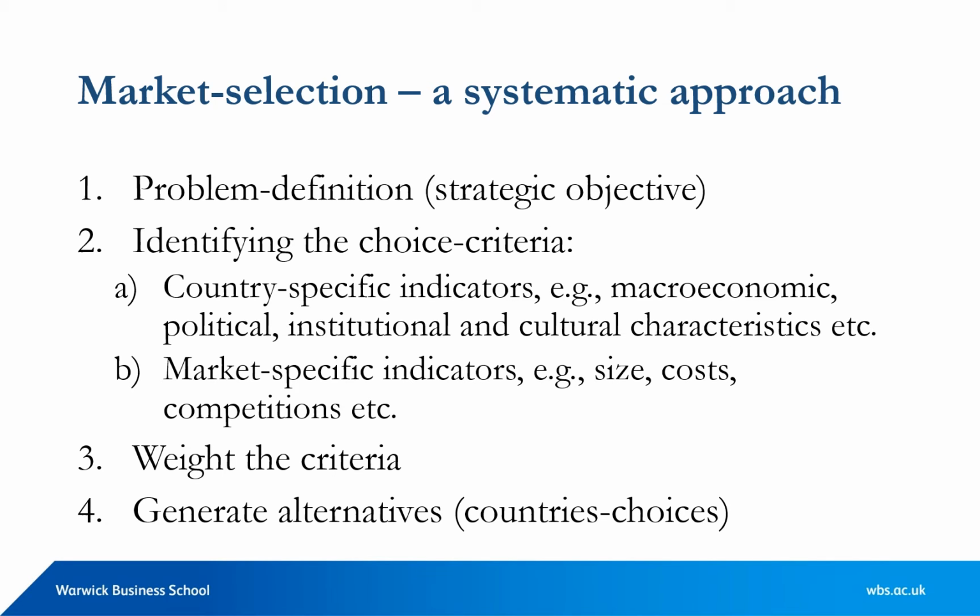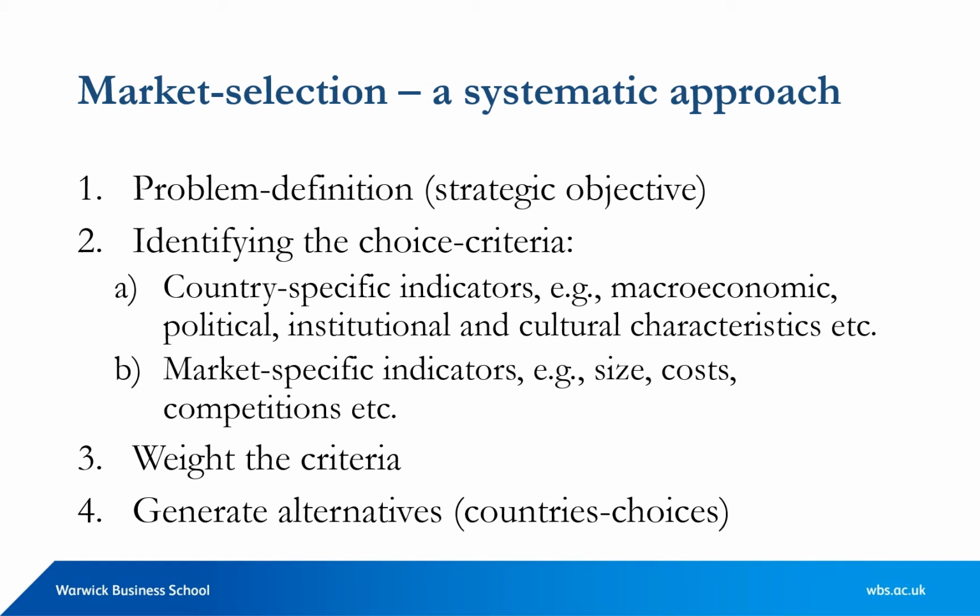Let us first understand how firms decide which economies to enter. Some scholars have written about a systematic approach to market selection, which is more normative. That is, it tells us how a firm should select a foreign market for investment. So the first step is to determine why the firm is going to a foreign economy. For instance, is it looking for market? Is it looking for efficiency? Or is it after certain strategic resources or inputs? Or it wants to save taxes, etc.